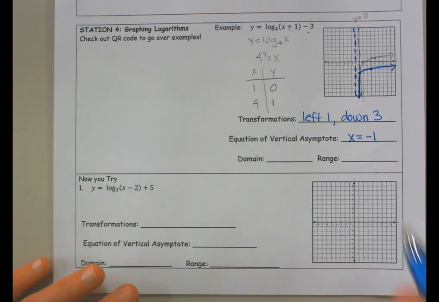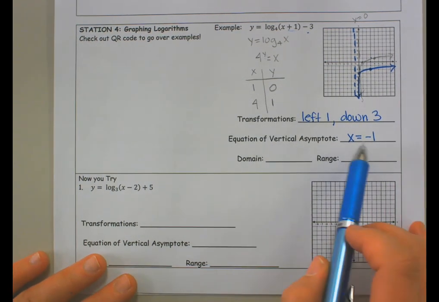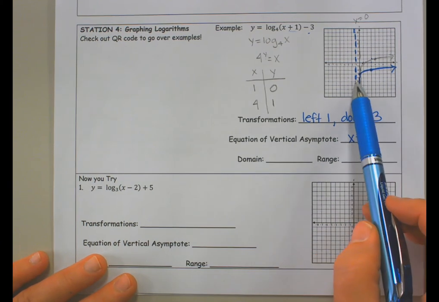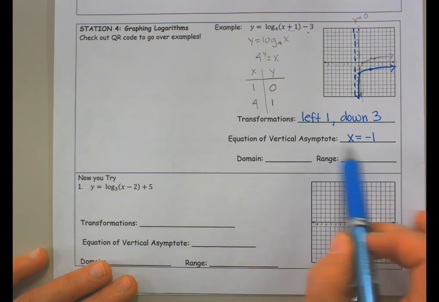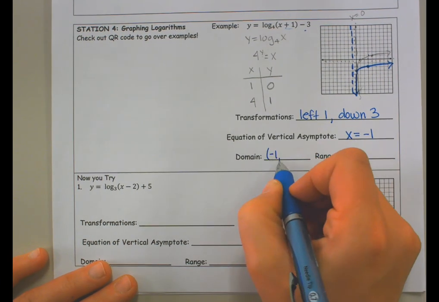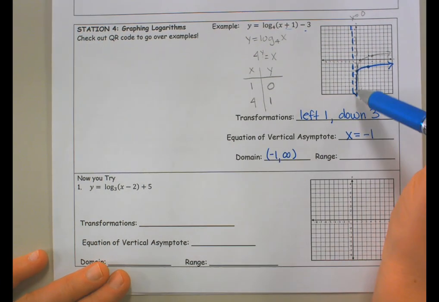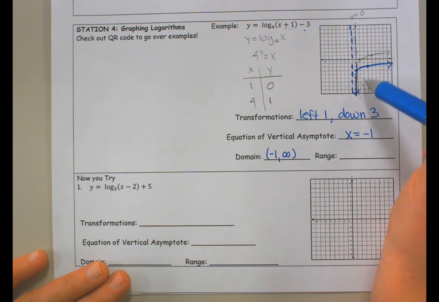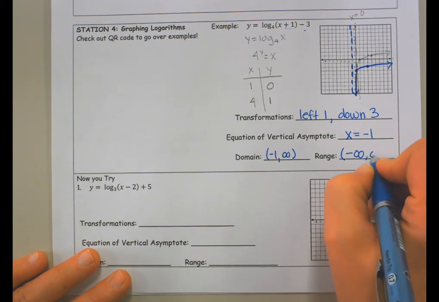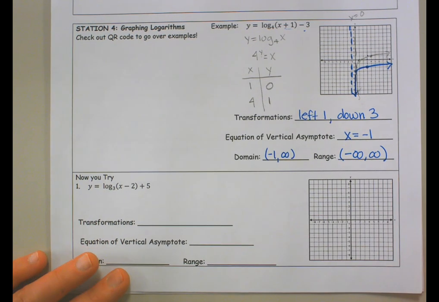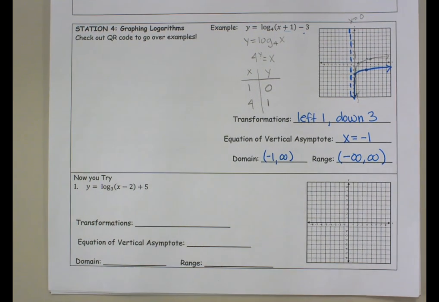So then that affects my domain. With the vertical asymptote now being at -1, my domain will start at -1 to infinity because I can graph now from this new vertical asymptote for the rest of my x values. And then my range of all logarithms would be -infinity to infinity. So hopefully that review will help you graph the rest of these.